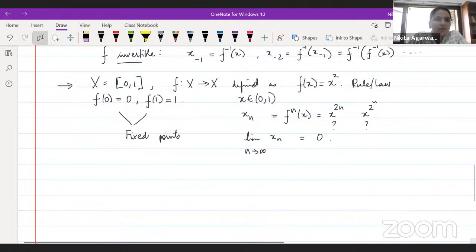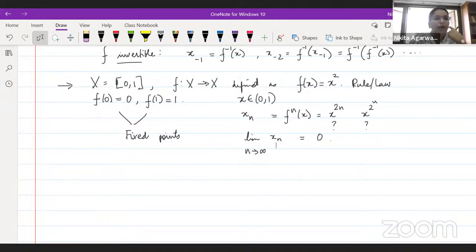So what I'm trying to say is that no matter how small an interval you take around 0, in finitely many steps you are going to land in that interval. Of course, if you take a very small interval, then you will need a lot of iterations to come within that interval. Or if your interval is big enough, then you can come to that interval in a short span of time. But nevertheless, you are going to get close to 0, right?